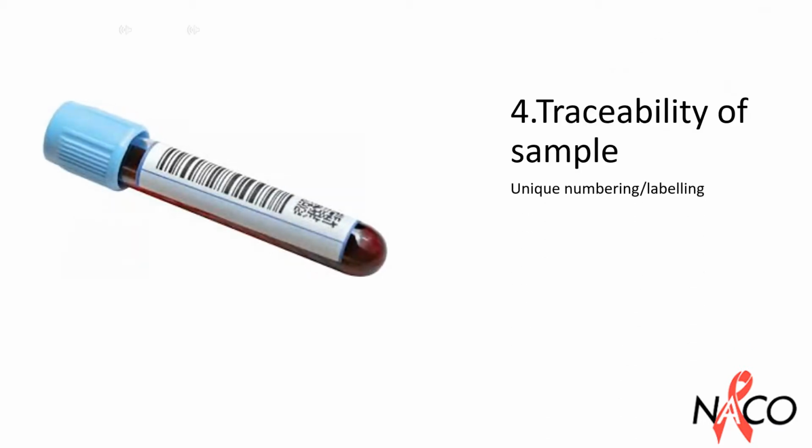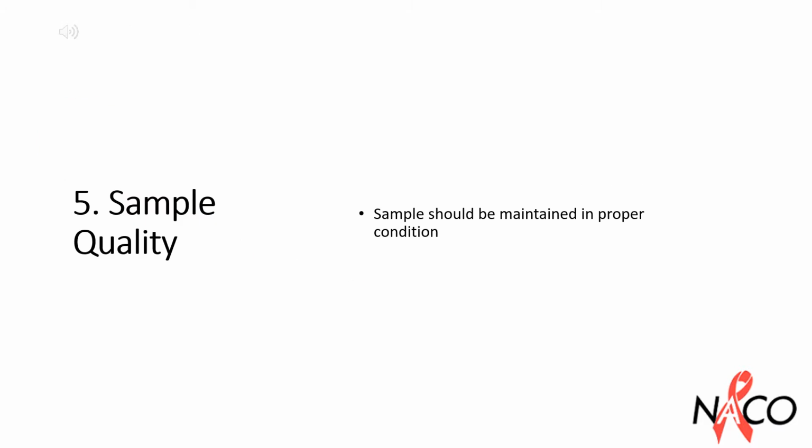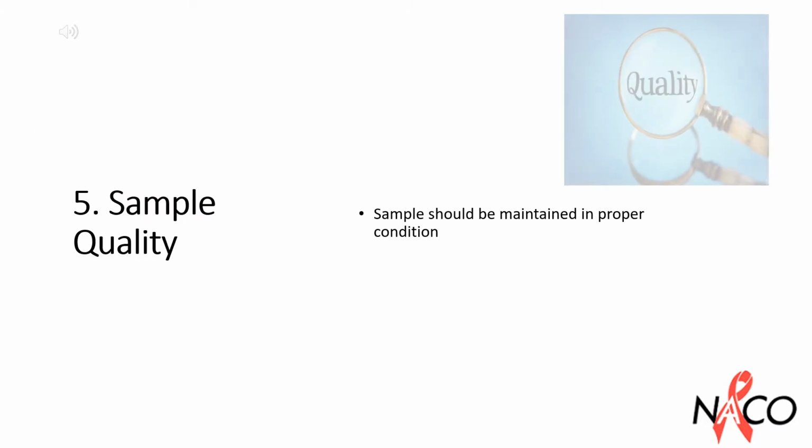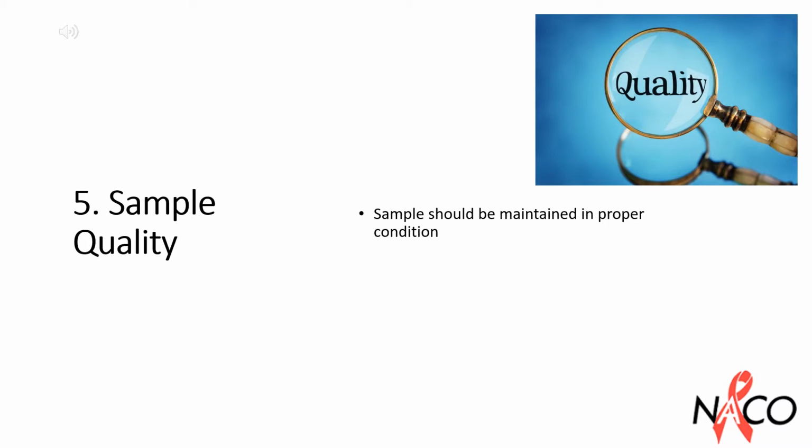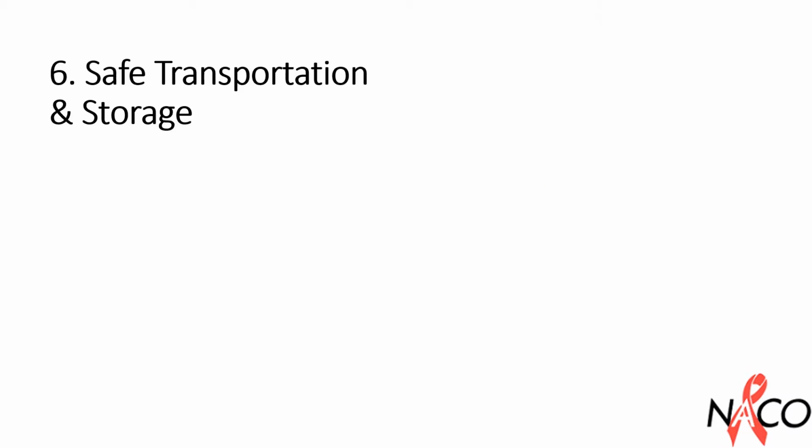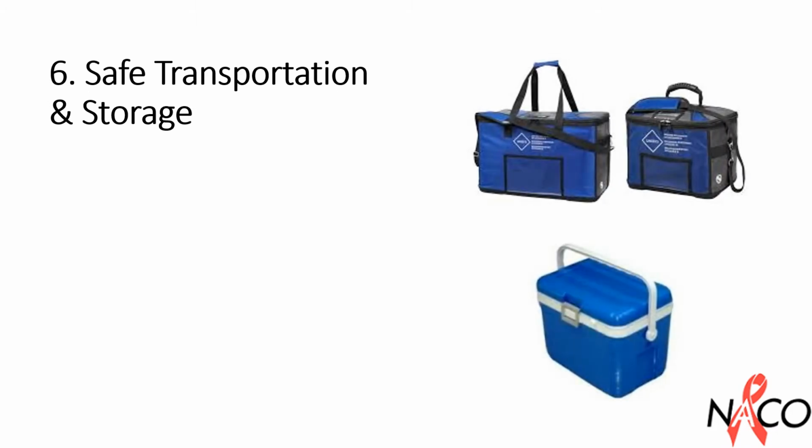Traceability of sample: unique numbering or labeling should be carried out to track back the sample to the correct patient. The quality of report generated by the laboratory always depends on sample quality. The sample should therefore be maintained in proper condition that would result in necessary preservation in order to ensure that the quality of the results is satisfactory. Proper packaging, safe transportation, and appropriate storage of biological samples will ensure improved quality of test results and overall safety.